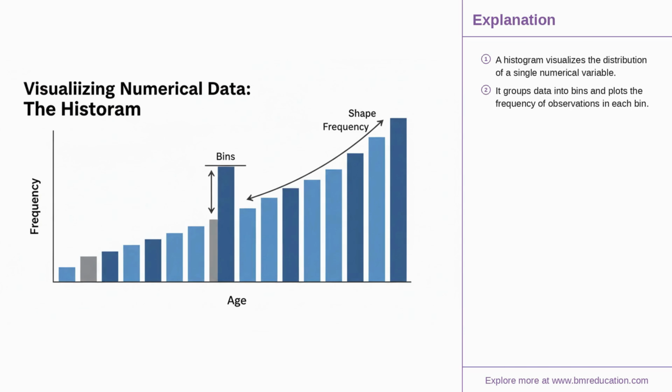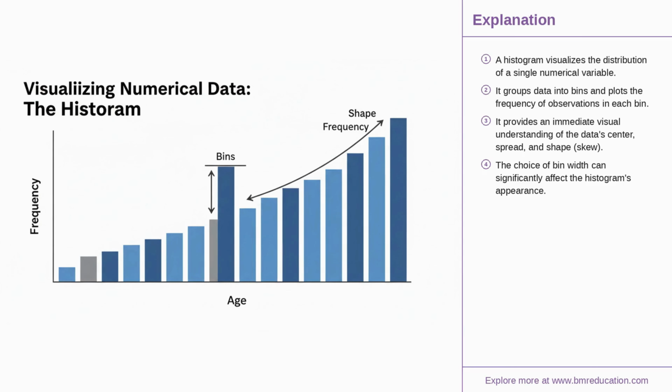Now let's bring these numerical concepts to life with visualization. The histogram is the most important visual tool for a single numerical variable. It groups numbers into ranges, or bins, and uses bars to show the frequency of data in each bin. With one glance, a histogram reveals the data's central tendency, spread, and skewness, telling a complete story of the distribution.